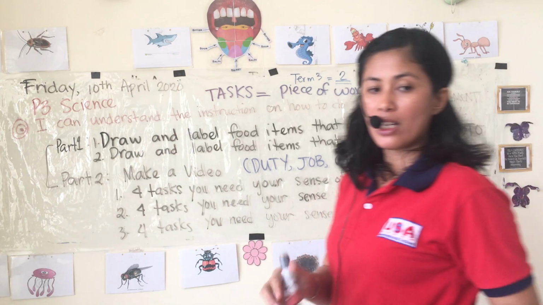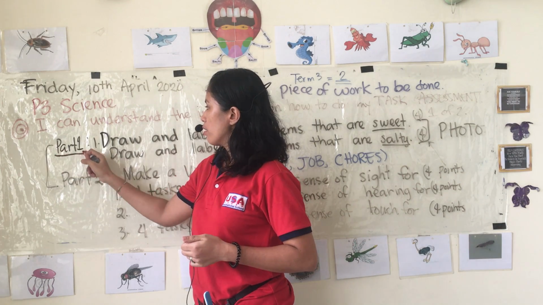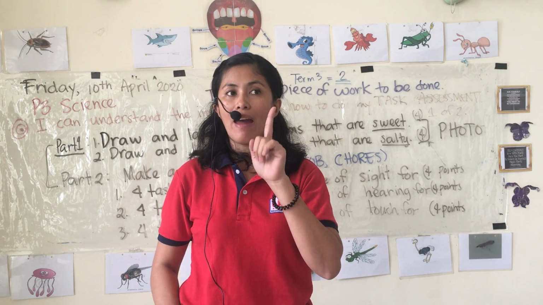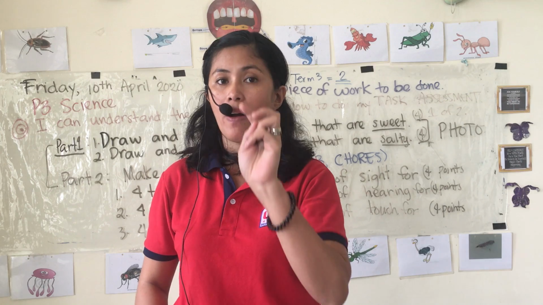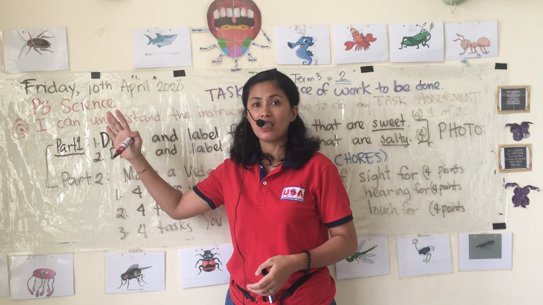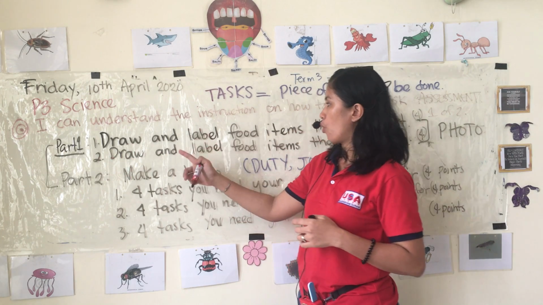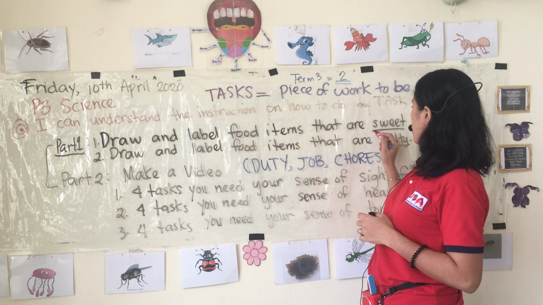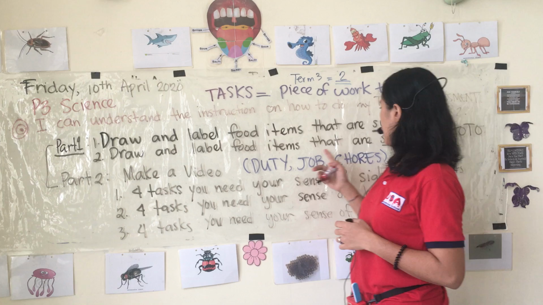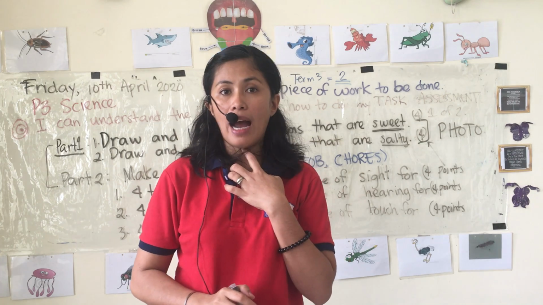Okay, sorry about that. So yesterday I explained about your task. So again, in term 3, there are 2 assessments. And our first assessment has 2 parts. Yesterday I explained about part 1 of your assessment, 1 of 2. Part 1 was that you are going to draw and label food items that are sweet, and draw and label food items that are salty. So again, you have to draw, if I am not mistaken, 4 items, right?